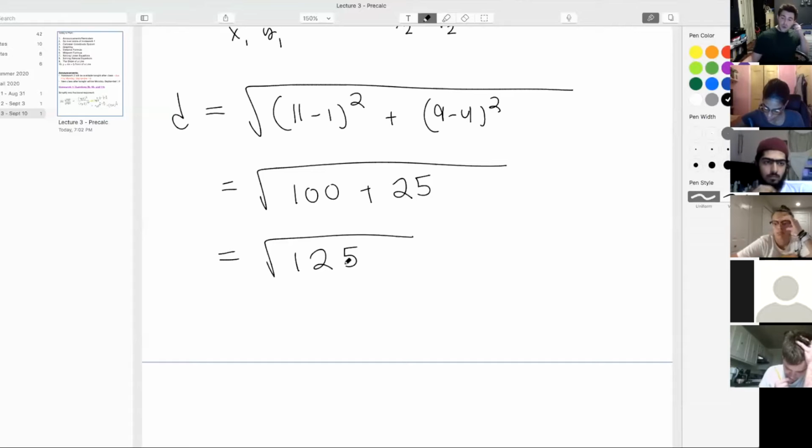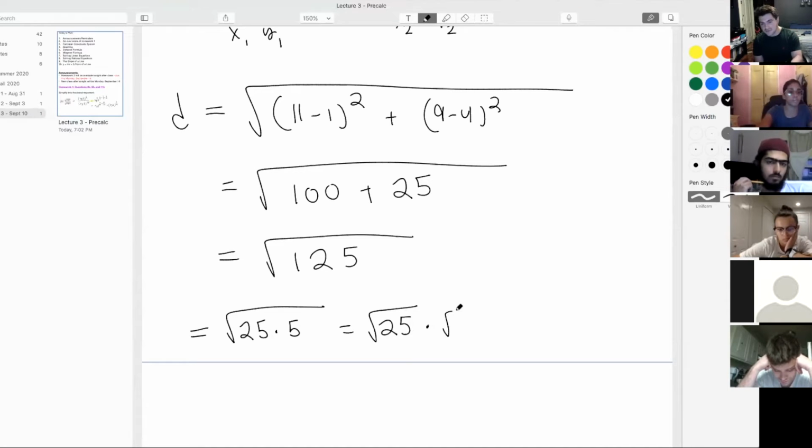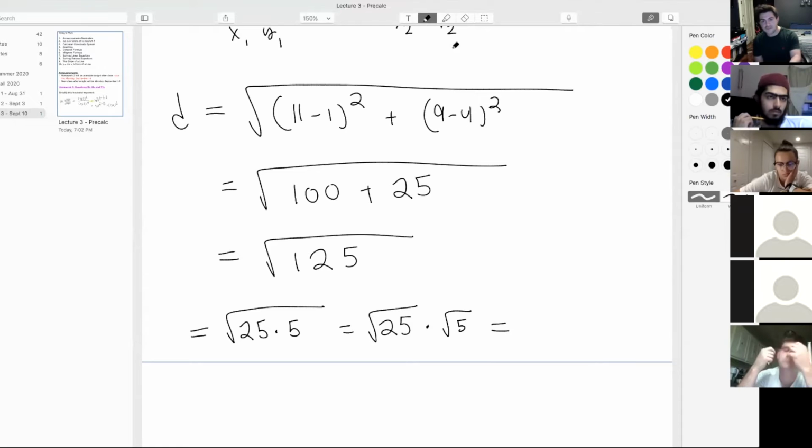Now, we do know how to simplify radicals now. That was from last class. So let's simplify this. So 125 is the same as 25 times 5. And now I use the multiplicative property of square roots to break this up as square root of 25 times the square root of 5. And what's nice is that the square root of 25 is 5. So we just have 5 square root of 5.